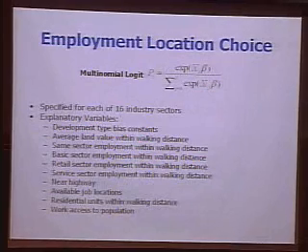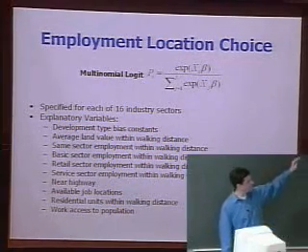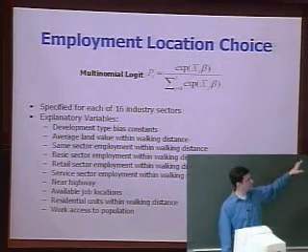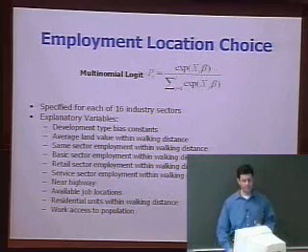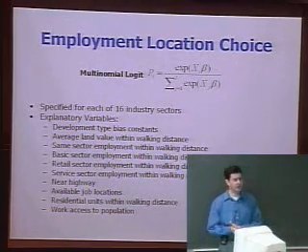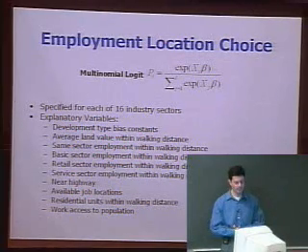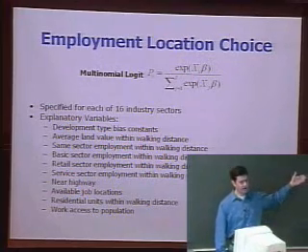Employment location choice, same thing, except we have to do a separate model for all 16 industry sectors. And you'll see there are a lot of variables considered there. Development type, bias constants, average land value within walking distance, different sector employments within walking distance. Depending on your industry, you may or may not want to be located next to retail or the service sector. For some industries, being near a highway is important.